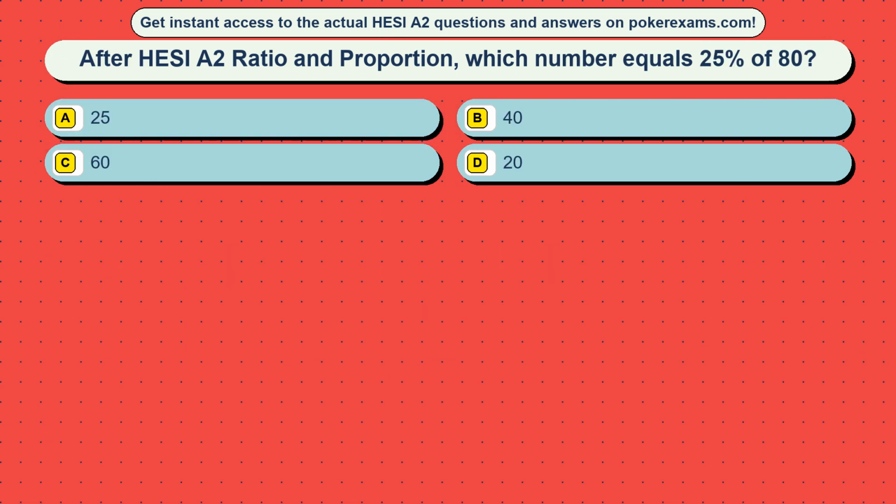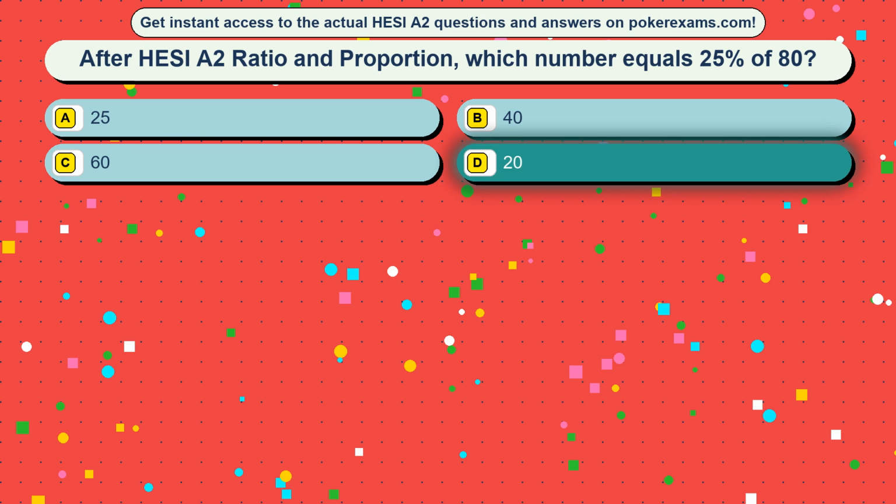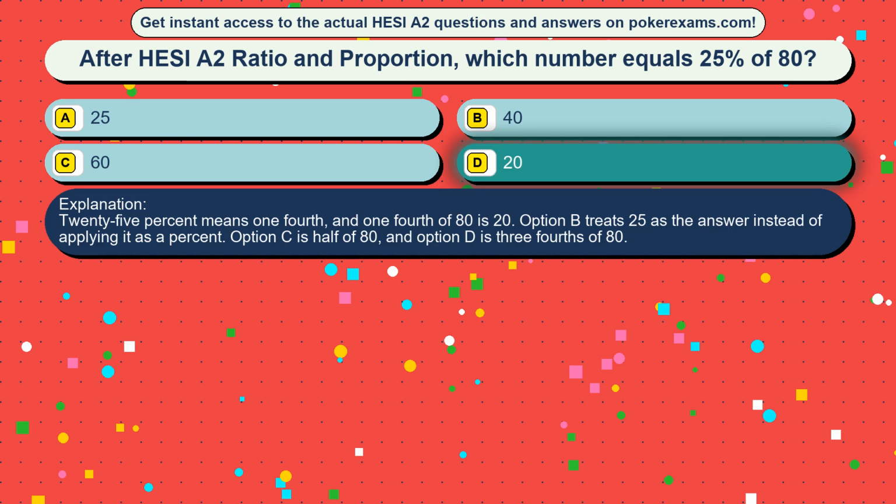Question 6. After HESI-A2 ratio and proportion, which number equals 25% of 80? Option A, 25. Option B, 40. Option C, 60. Option D, 20. The correct answer is option D, 20. 25% means 1/4, and 1/4 of 80 is 20. Option A treats 25 as the answer instead of applying it as a percent. Option B is half of 80, and option C is 3/4 of 80.